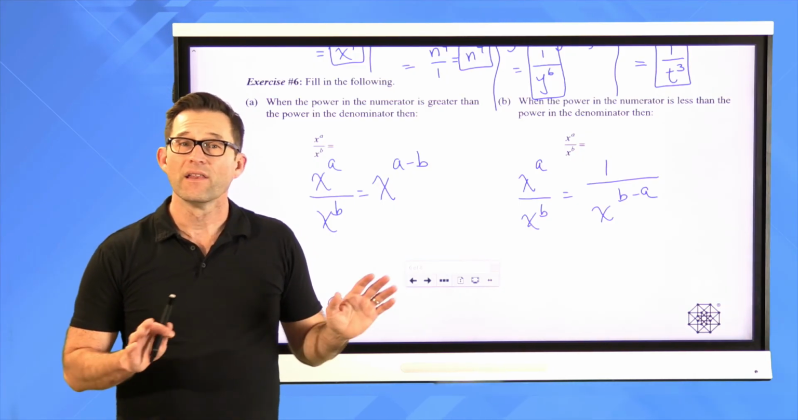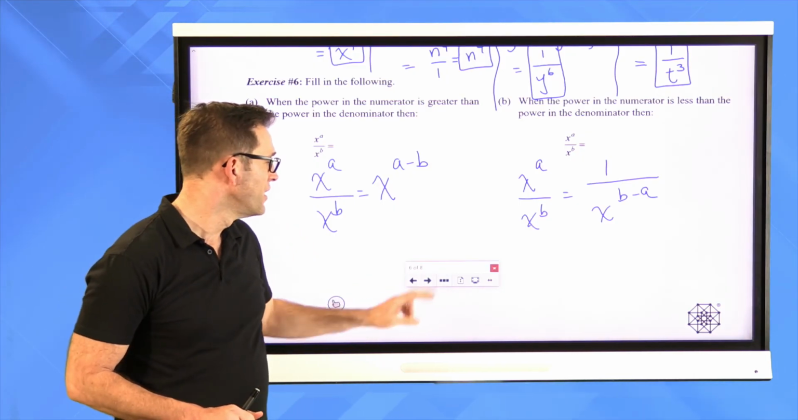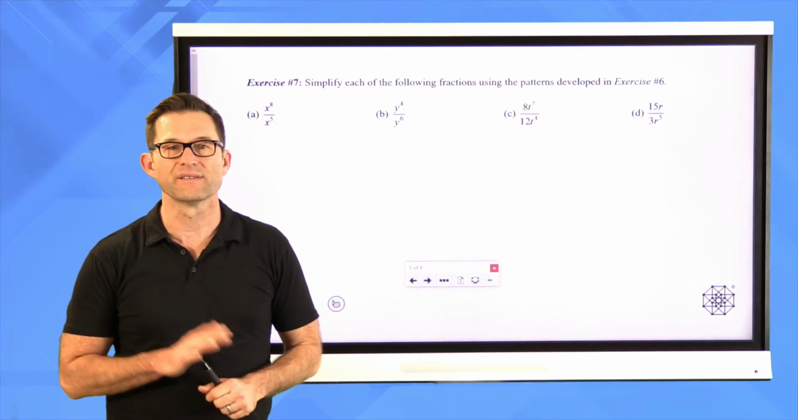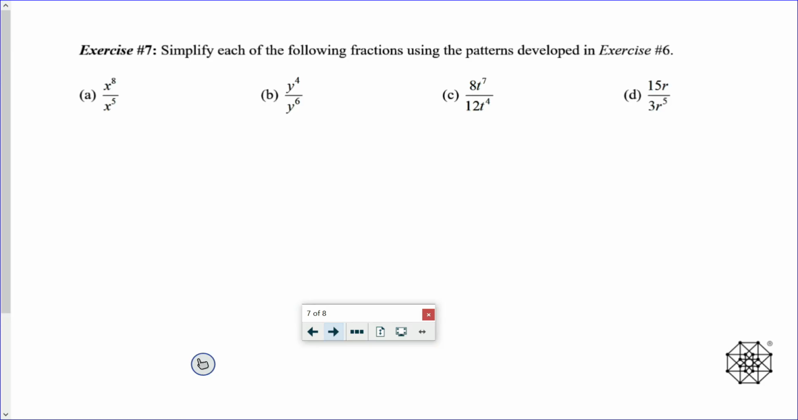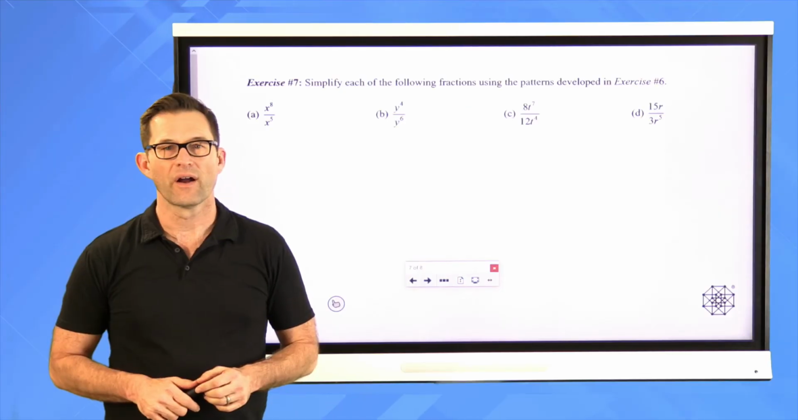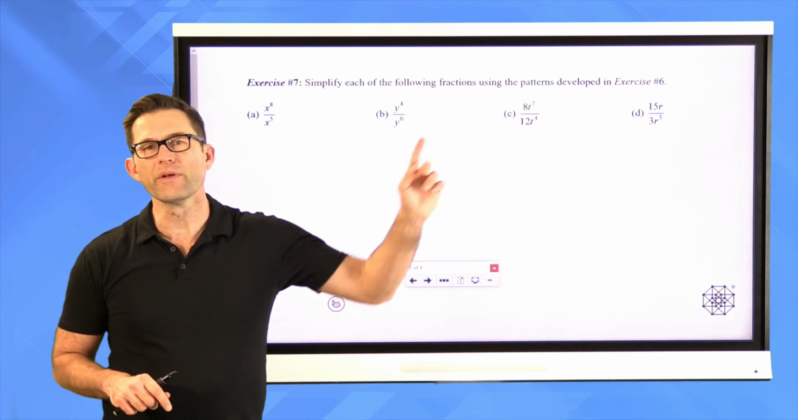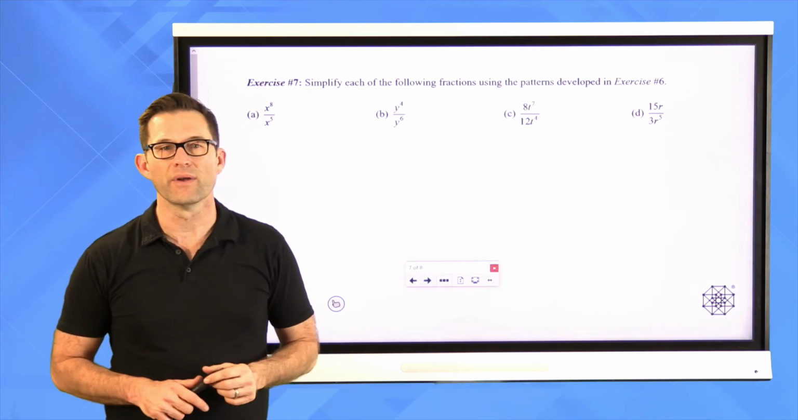All right, let's use these quick patterns to simplify these a little bit faster. Let's take a look at exercise 7. Simplify each of the following fractions using the patterns developed in exercise 6. All right, well, what I'd like you to do is do letters A and B on your own, and then we'll revisit on C and D. Pause the video now.